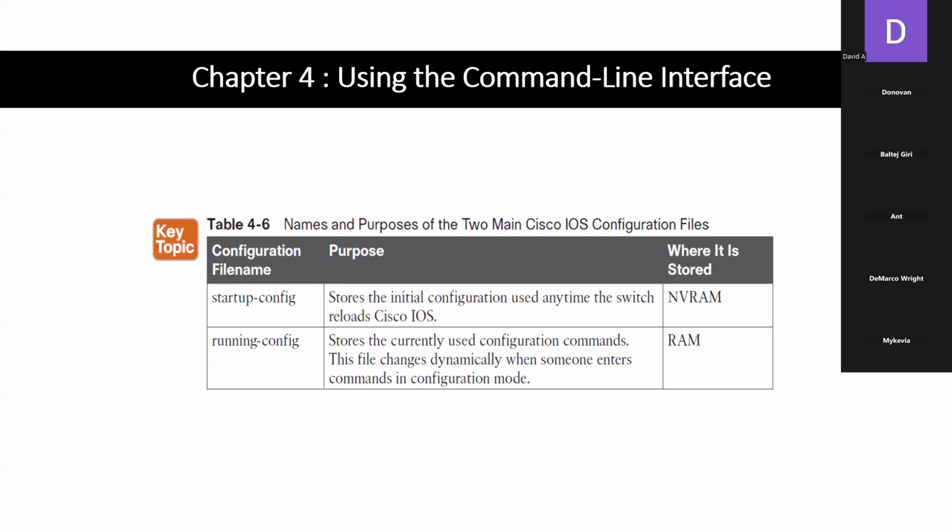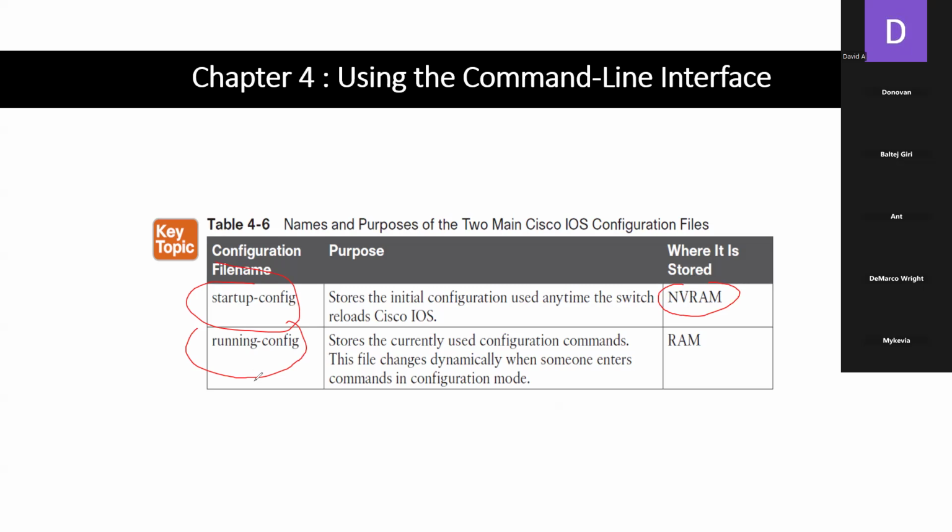Okay. So for the exam, there are two different types of file names for configuration. We have the startup configuration, which stores the initial configuration used anytime the switch reloads the Cisco iOS. Where is it stored? It is stored within NVRAM, non-volatile RAM. I need you to understand that for the exam. The running configuration stores the currently used configuration commands within RAM. This file changes dynamically when someone enters commands in configuration mode.